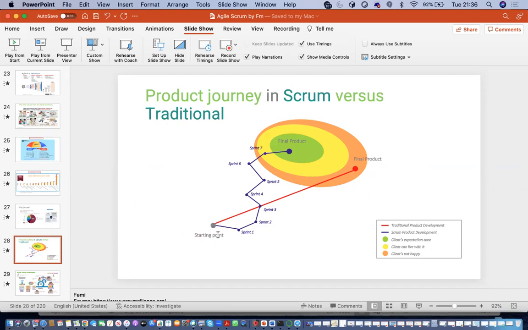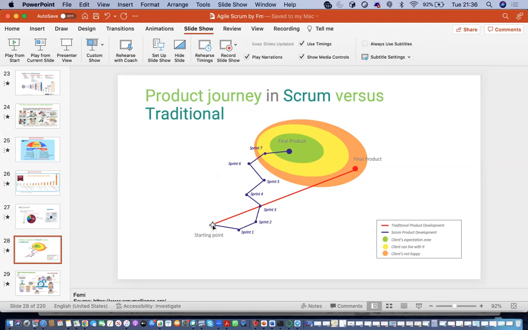The difference is this. They have the same starting point, the traditional and the Scrum. The red guy is the traditional guy. He started, he's going on straight, non-stop to the final product. Can we see that? Yeah. Can you see that? Are you guys watching? Yes. But when you look at the Scrum guy, look at what he has done.